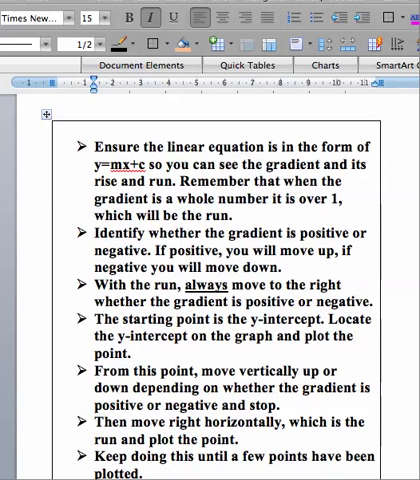Our first step tells us we need to ensure the linear equation is in the form y = mx + c. So we can see the gradient, which tells us the rise and run. And remember that when the gradient is a whole number, for example 2, it is really over an invisible 1. And that 1 will be our run. So let's just do an example.